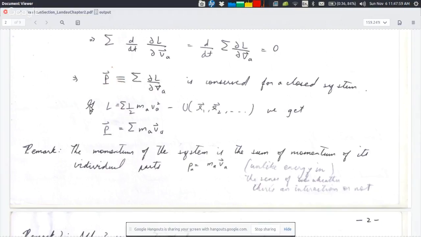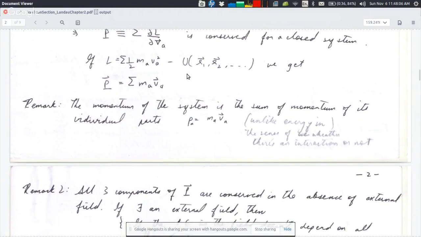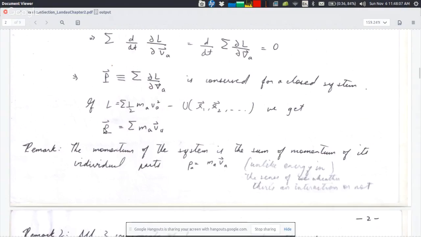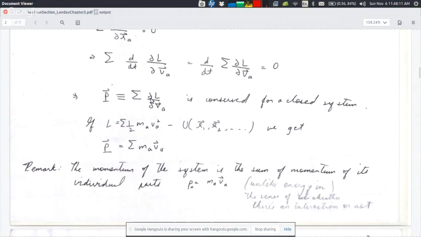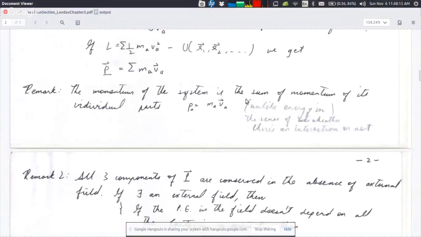Now you can write the Lagrangian in the standard Cartesian form. Then your momentum in that case will become the sum of ma va. So the momentum of the system is the sum of the momenta of its individual parts, where Pa is equal to ma va.